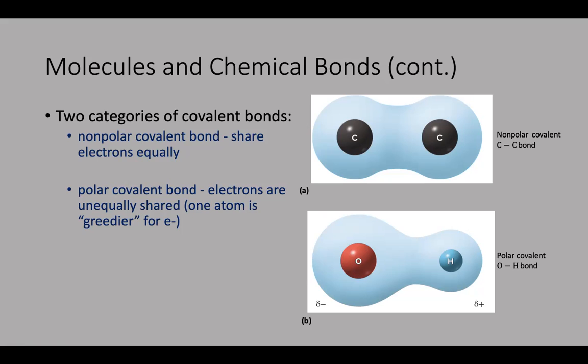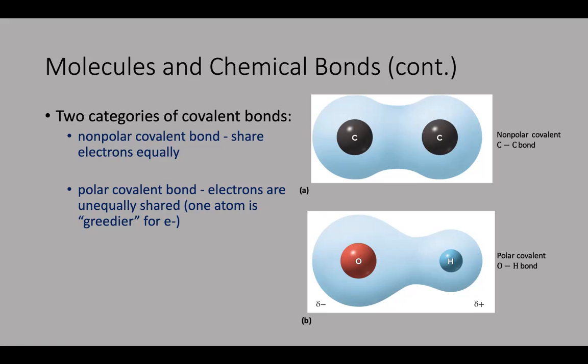If an oxygen bonds with a hydrogen, the oxygen holds the electrons closer to it. It is greedier, it's selfish. Hydrogen can't hold on to them as strongly. So the electrons are actually shifted a little bit more towards oxygen. That creates a slightly negative charge around oxygen. So that's what this is referring to. Slight negative charge, leaving hydrogen slightly positively charged.